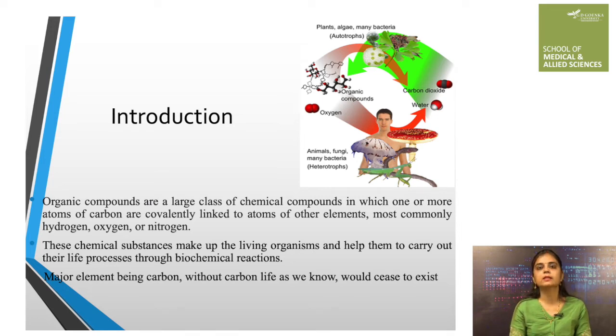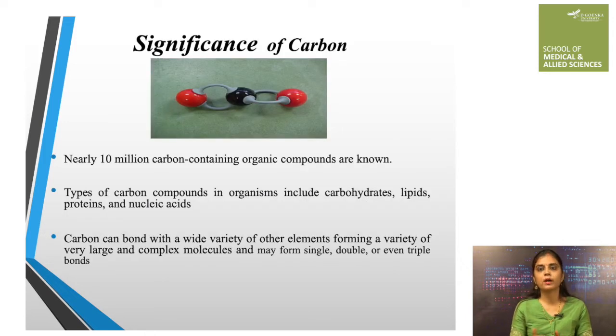As you can see in the figure, the human body takes up oxygen from the plants, which we designate as autotrophs, and converts it into water and CO2 to perform biochemical functions. The phenomenon is carried out by the heterotrophs, animals, fungi, bacteria, which take up the released carbon dioxide and convert it into organic compounds, which are further utilized by the human body. So far we have briefly covered the introduction of organic compounds.